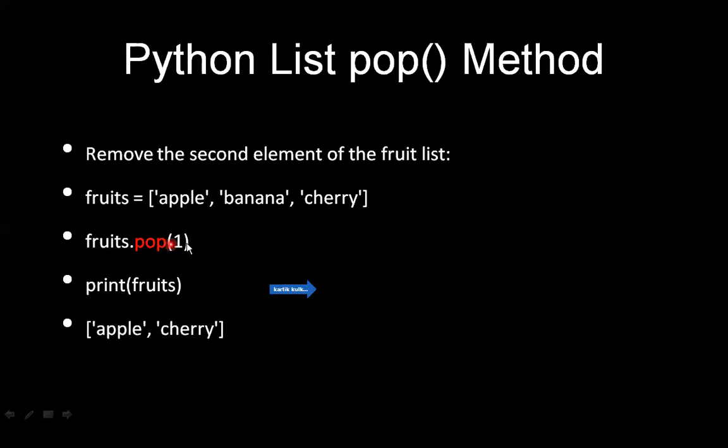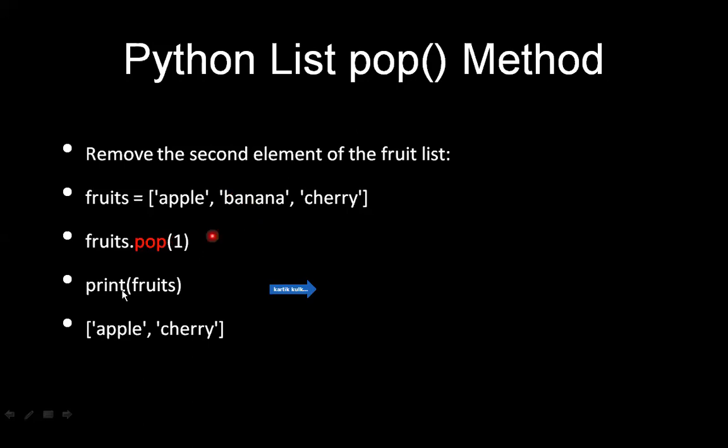And here I am going to specify the index number, which says which element has to be removed. The element present at index number 1 is going to be removed. You can clearly notice in this example that it is the banana. So this banana is going to be removed.